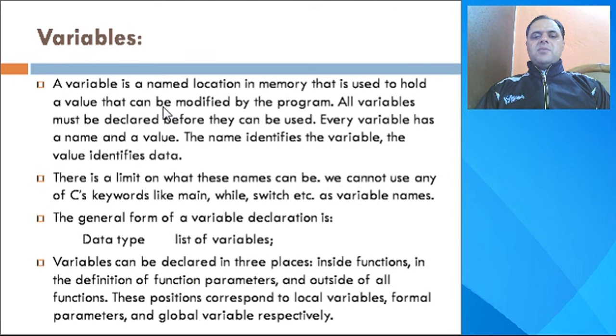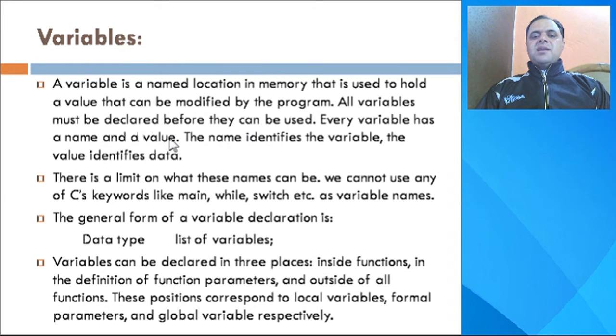Now variables. What is a variable? A variable is something whose value can be changed. For example, a is a variable. We can assign the value 5 to a, but we can change that value to 6. So anything which changes its value is known as a variable. A variable is a named location in memory that is used to hold a value that can be modified by a program. It is the name of a location in memory whose value can be modified by the program.